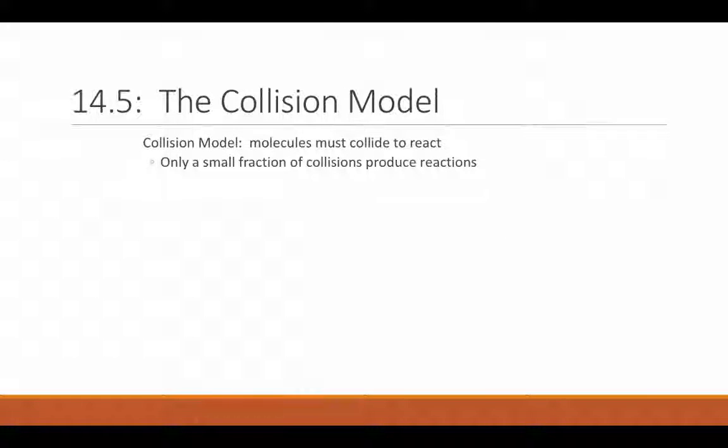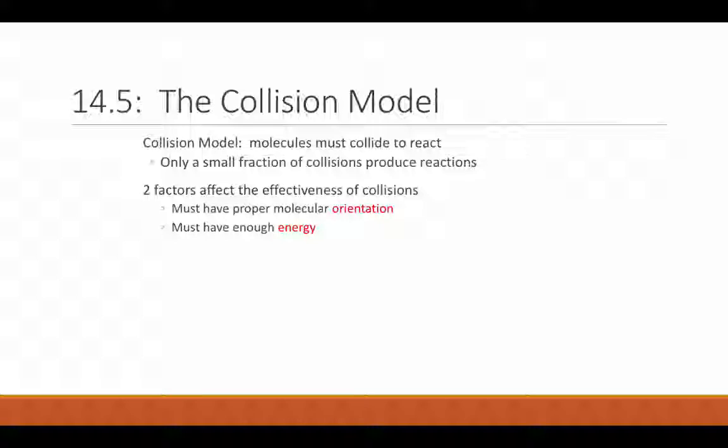The collision model tells us that molecules must collide in order to react. Recall that in any system of molecules, the molecules are in constant random motion. Therefore, they will collide with each other from time to time. However, only a small fraction of these collisions will actually produce a reaction. There are two factors that determine whether or not a collision will be effective, in other words, produce a reaction.